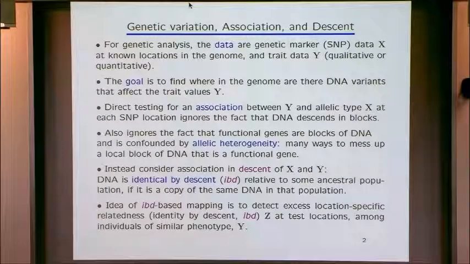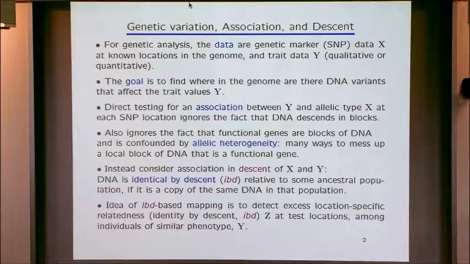So the same setup, the setup of mapping that I'm sure is familiar to all of you, although it's rather different from what a lot of this workshop has been about. We want to try and find where in the genome are the genes that affect particular traits, and what we have are usually genetic marker data, usually SNP data, whether called from sequences or from your SNP chips, and your trait data. And the classic association test, which you're all familiar with, says just look at the association between the trait and the allelic types at your SNPs.